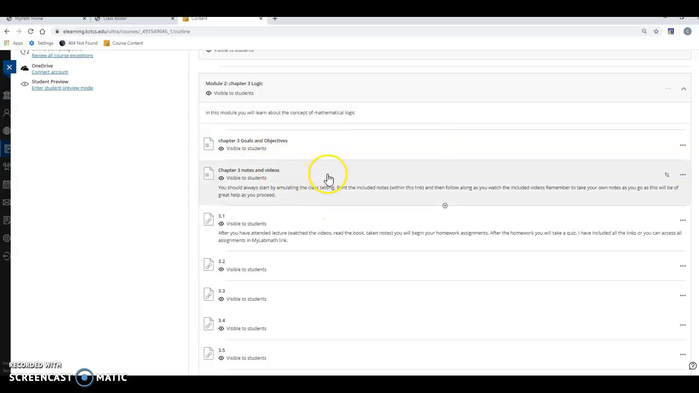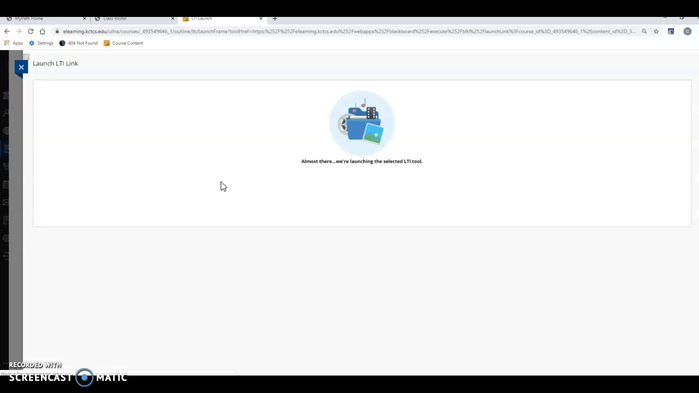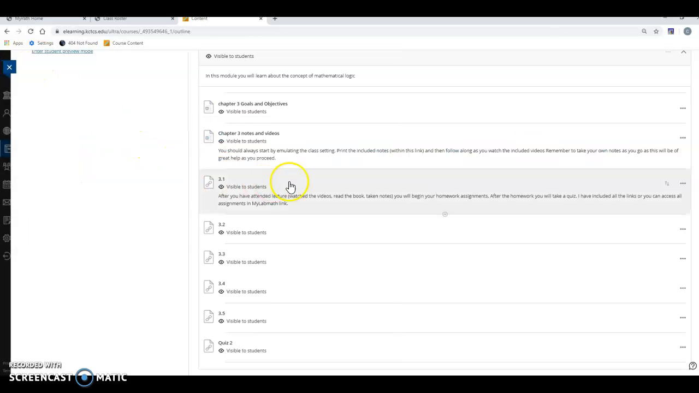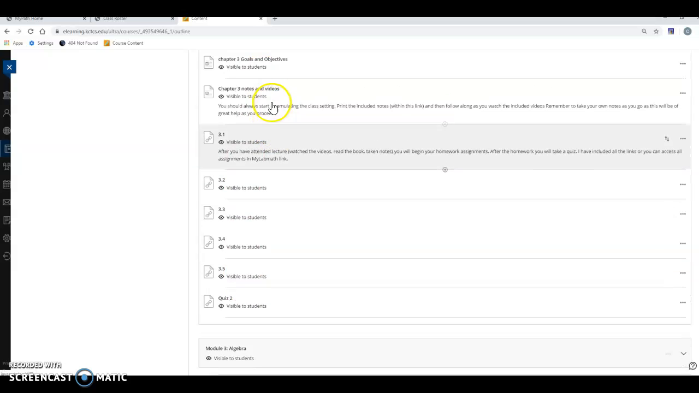Then after you attend the lecture and take your notes, get that information, then you start on your homework. So we have homework on 3.1. Here are the homework assignments. I'm sure you know that. You should be working on the Chapter 3 homework. That is due this Monday. So that's the current assignment due right now as of today. I would like to see that you're working your way through Chapter 3 and getting ready to take Quiz 2. And that will finish up Module 2.